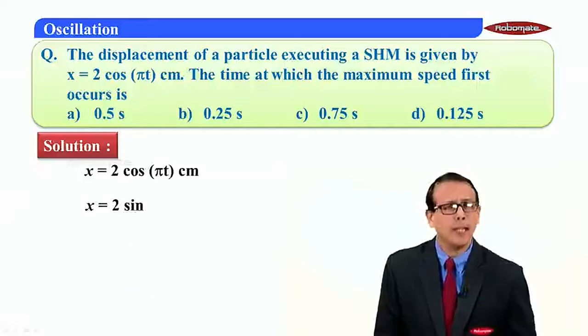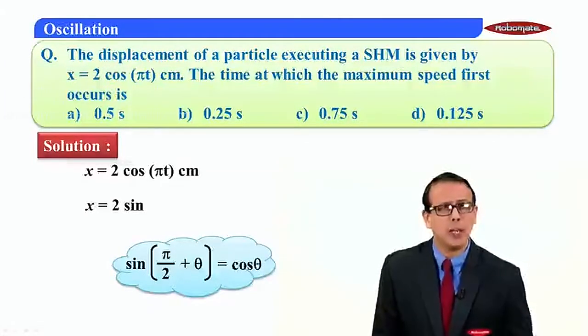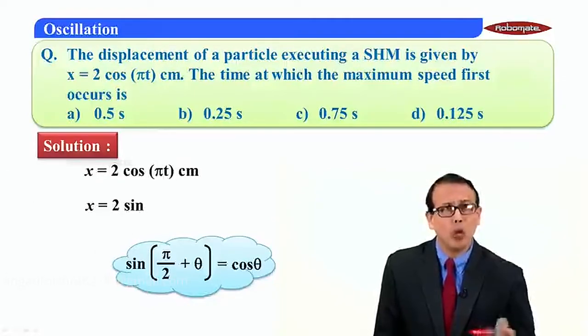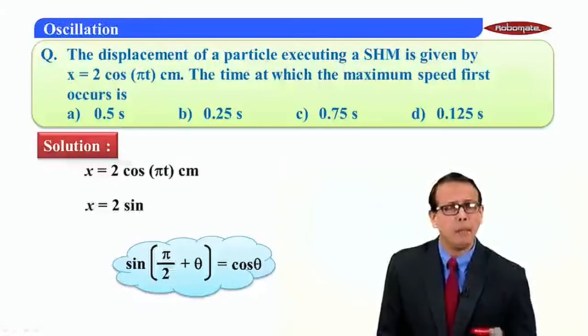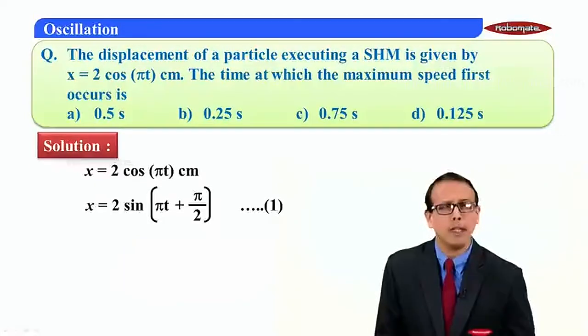Students, I can write sin(π/2 + θ) is cos θ. We know from trigonometry. Therefore, x = 2 cos πt. That cos πt can be written as sin(πt + π/2), where I have taken the help of this trigonometric formula.